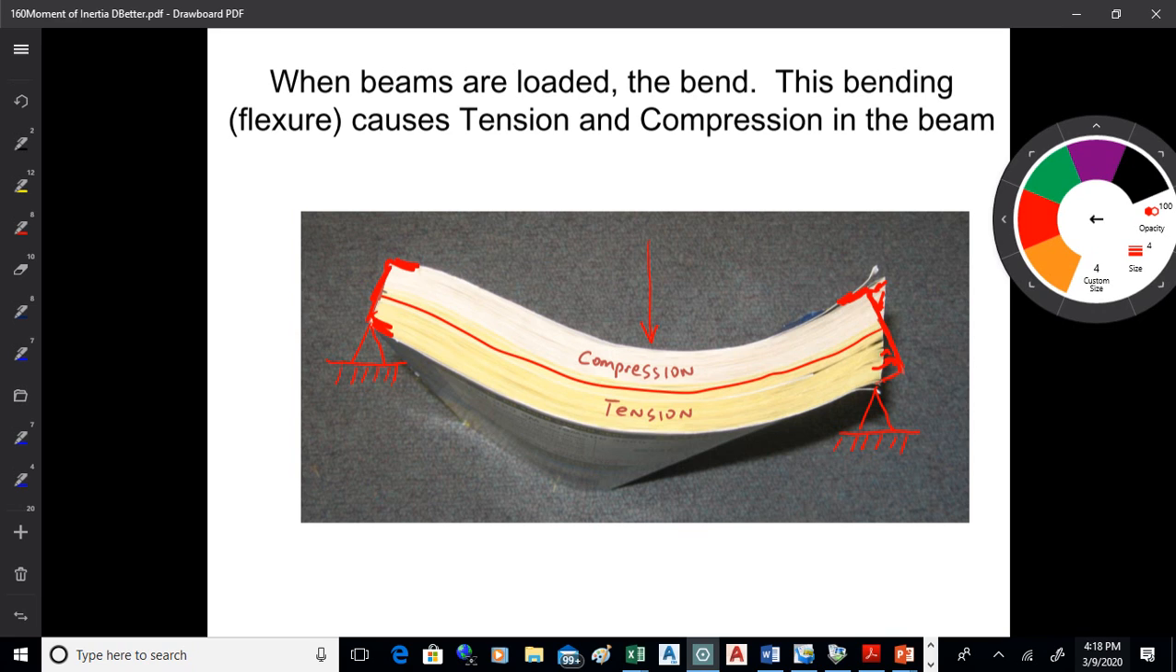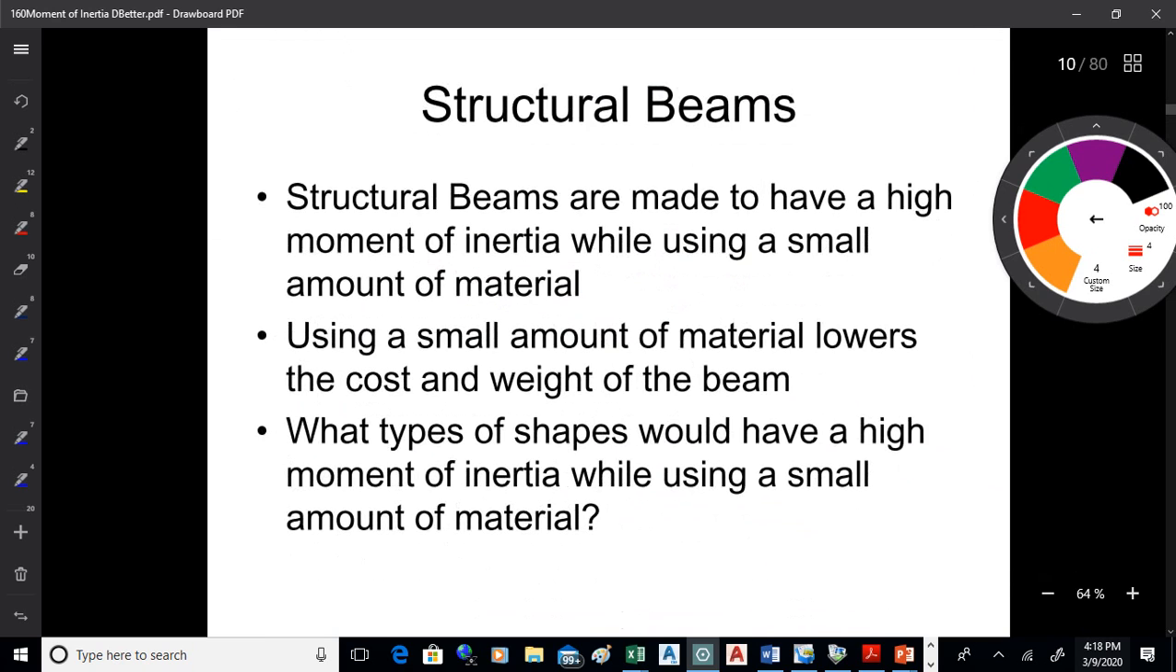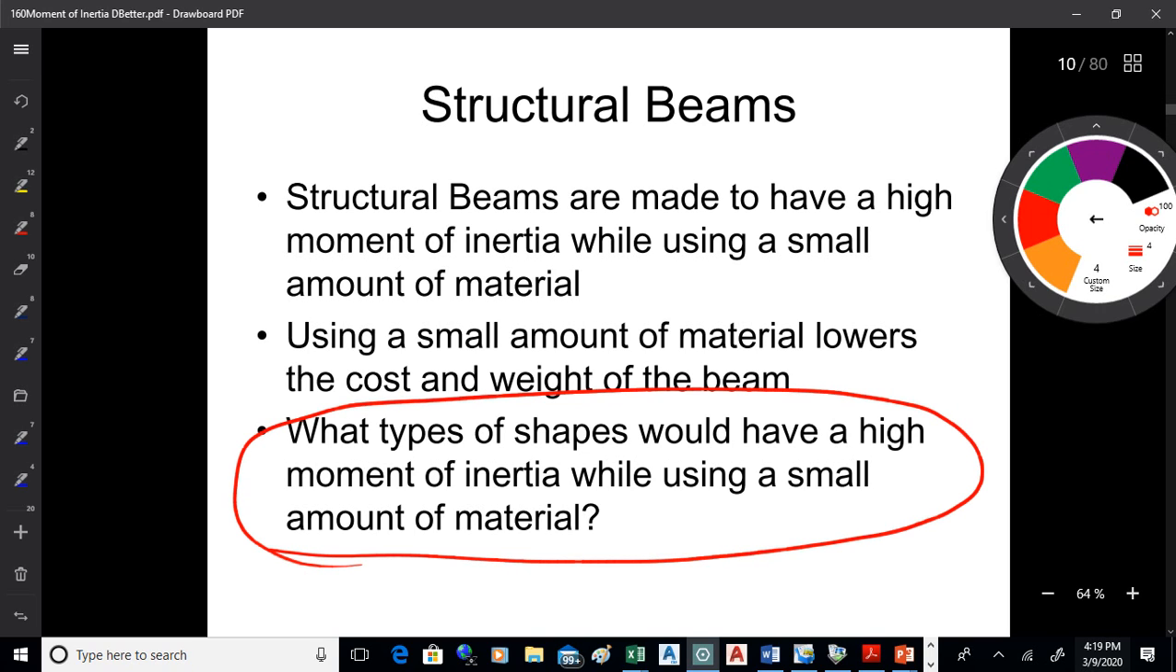So that's what we're looking at with this moment of inertia. We want to make beams that have a high moment of inertia while using a small amount of material. Well, if you use a small amount of material, you lower the cost and the weight of the beam, which is what you want. So what types of shapes do we use for our structural elements? What has a low amount of material, but a high moment of inertia? What type? I-beams, right? Heard of I-beams? Okay.